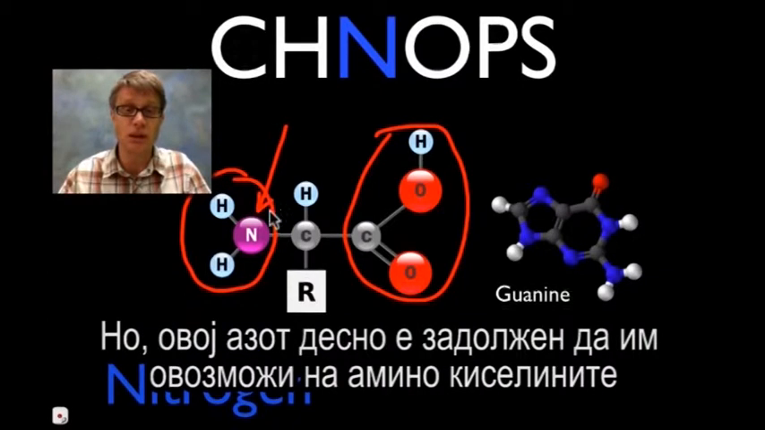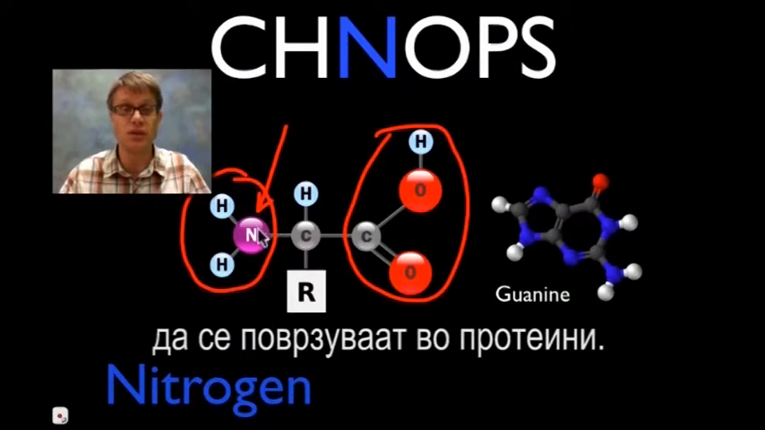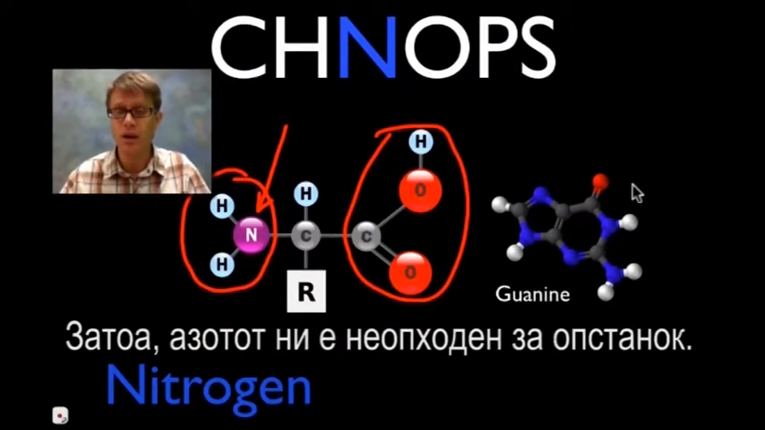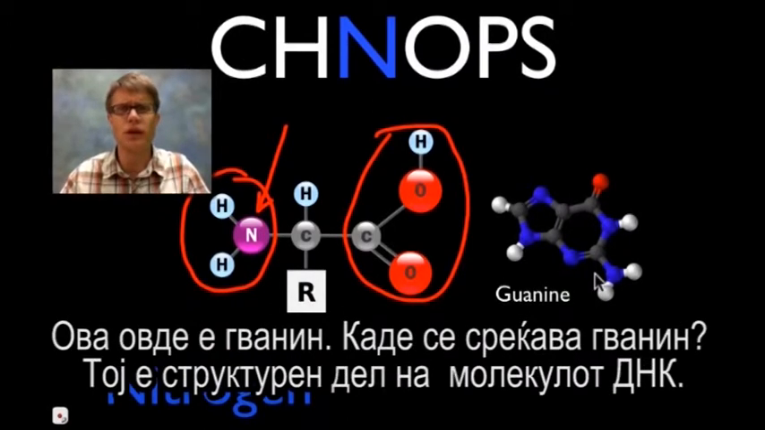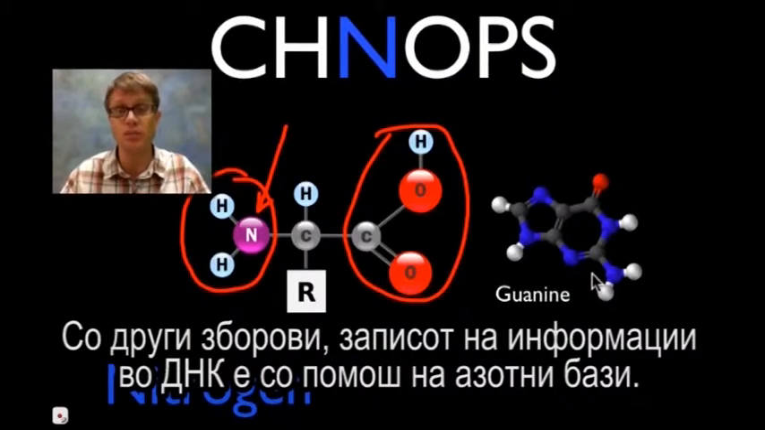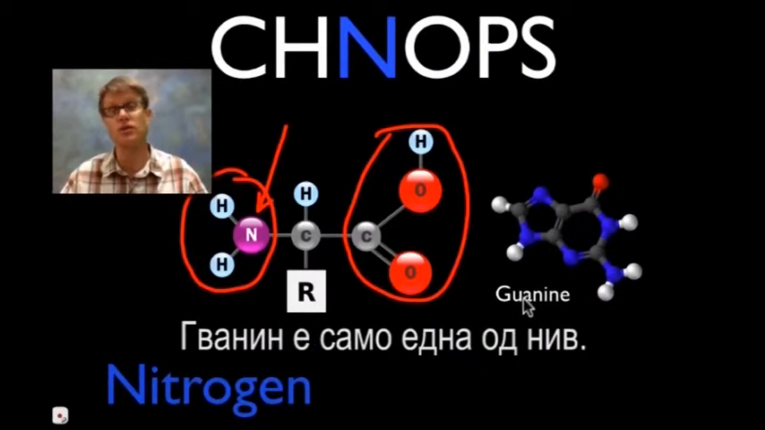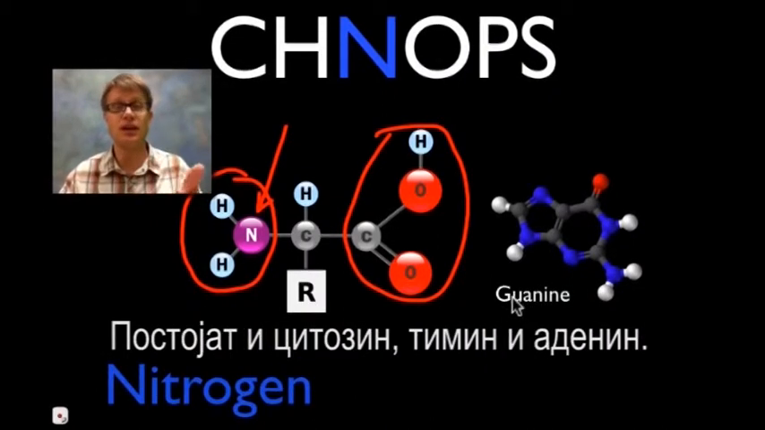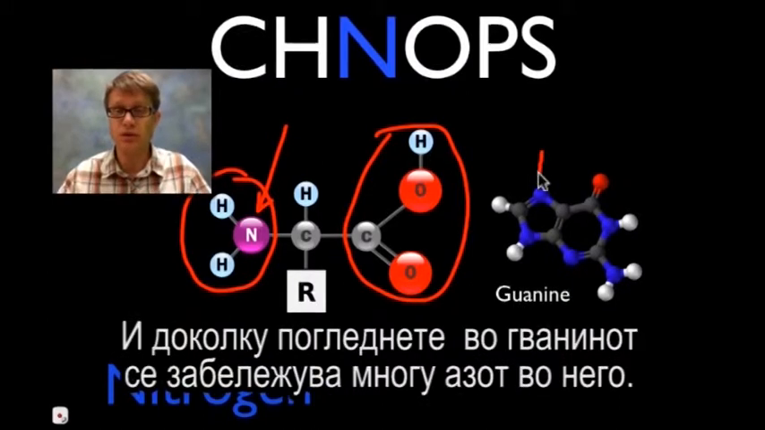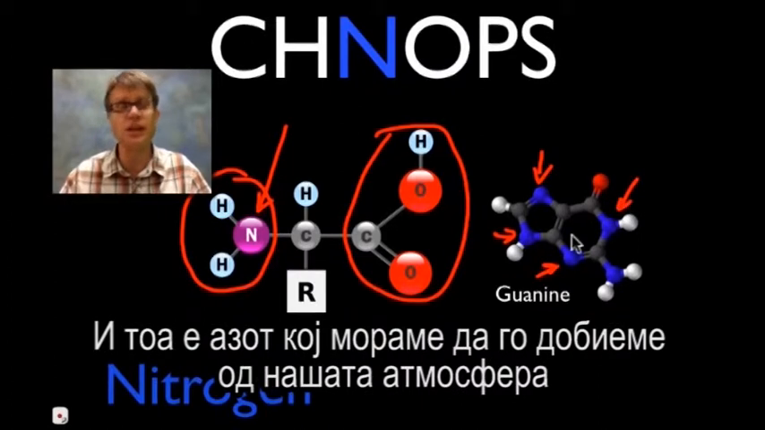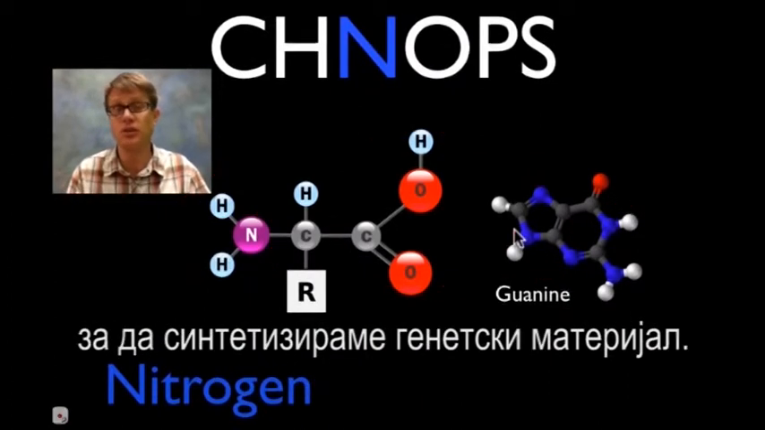But this nitrogen right here is required to make amino acids or to build proteins, and so we need that nitrogen to survive. This over here is guanine. Where's guanine found? Well, when you're talking about DNA, what's in the middle, in other words, what stores the information, are the nitrogenous bases. Guanine is just one, but we also have cytosine, thymine, and adenine. And so guanine, if you look here, has a whole bunch of nitrogen in it. And that nitrogen we have to get from our atmosphere just to make the genetic material.